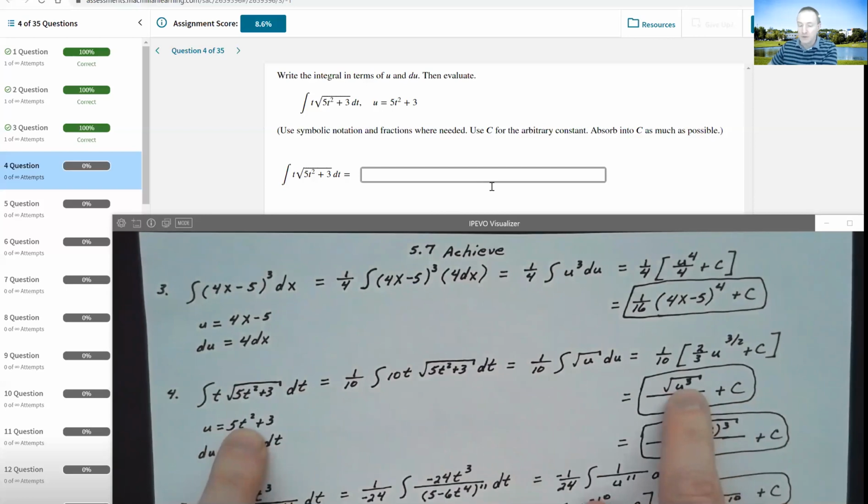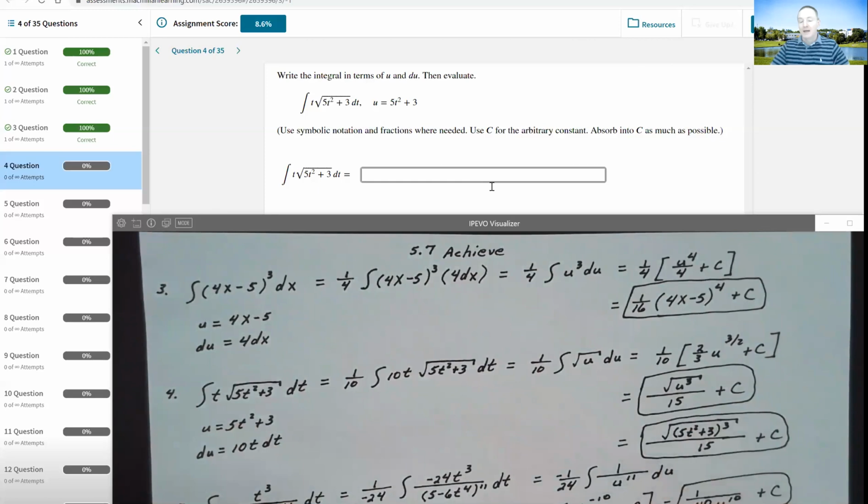So in the place of u, we have to replace it with 5t squared plus 3, and I should be getting the square root of 5t squared plus 3 quantity cubed over 15 plus the constant of integration.